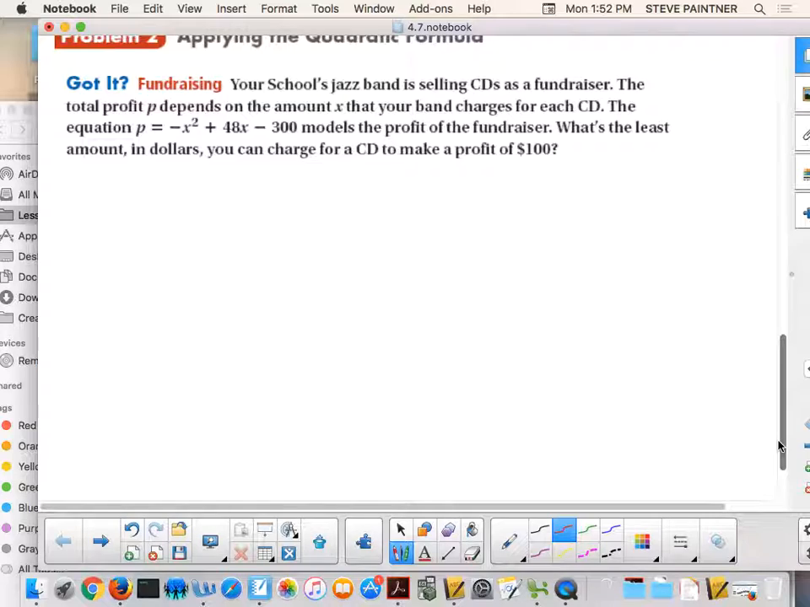Your school's jazz band is selling CDs as a fundraiser. The total profit P. The second I see a variable, I want to know what the variable stood for. P stands for what? Profit. The profit depends on the amount X that your band charges for a CD. So X stands for what? Dollars. No, the number. I want more. Number of CDs. No, not number of CDs.